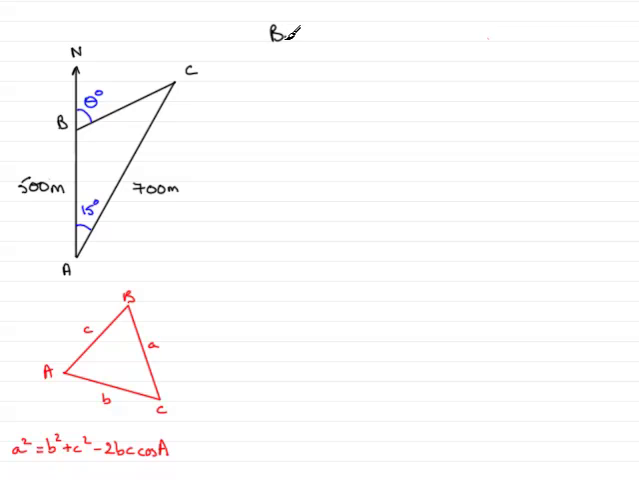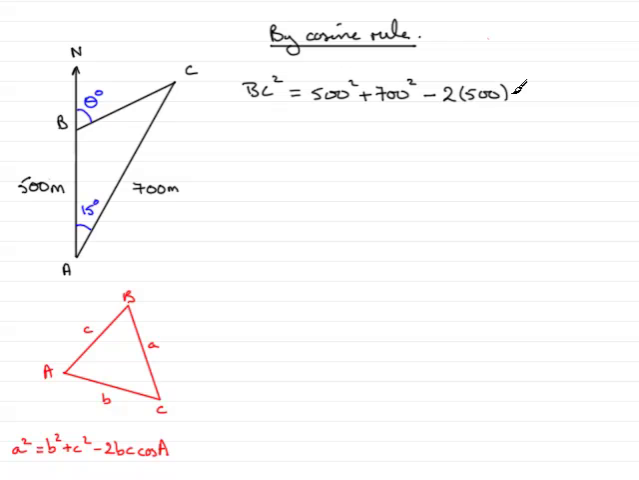So by the cosine rule, make sure you introduce what you're doing. Then what we have is that the distance BC squared is equal to the sum of the squares of the other two sides. It doesn't matter what order you do that, 500 squared plus 700 squared, or 700 squared plus 500 squared. Then it's minus twice the product of those two sides, so that's 500 times 700, and then it's times the cosine, or cos for short, of the included angle, 15 degrees.